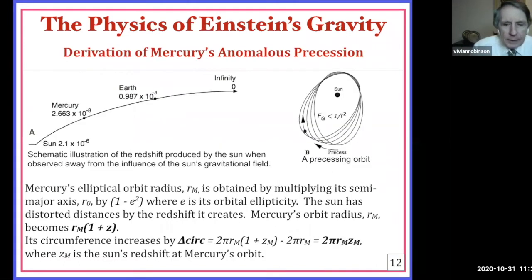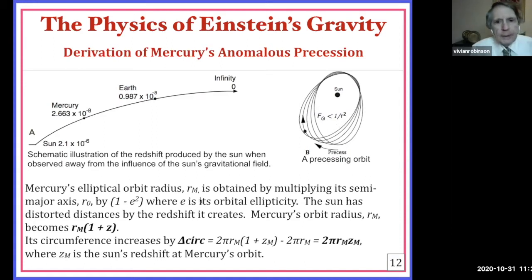It is time now to look at the precession of Mercury's orbit around the Sun. This diagram shows the redshift the Sun causes at different distances away from its center. Diagram B shows the orbit of Mercury precessing in its direction of travel.